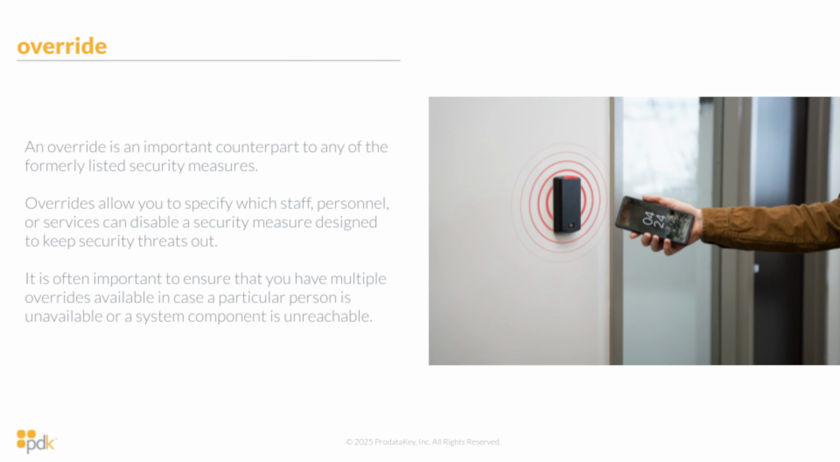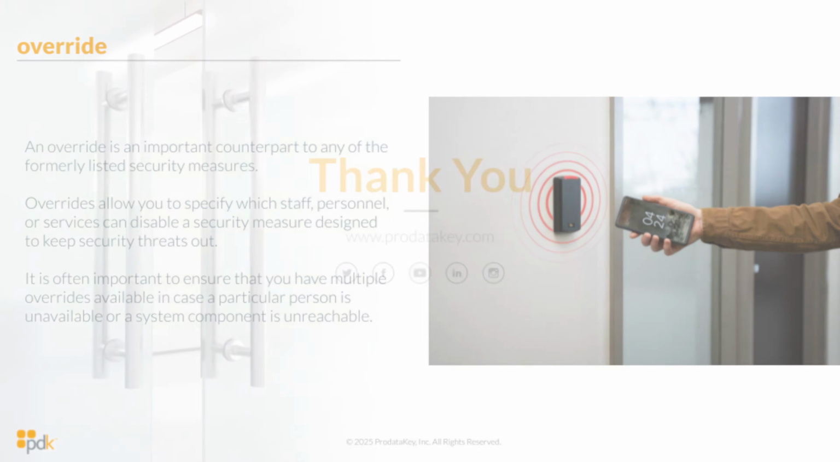Yep. Make sure you have multiple overrides available, not just one niche one, and maybe that supervisor comes into work once a month. You know, that's not super helpful in any case. Yeah. So just in case a person's unavailable or a system component's unreachable, you want to make sure you have a couple of methods to override that measure.